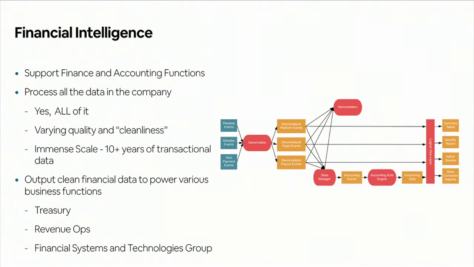Another use case I want to mention is financial intelligence. The financial infrastructure team needs to process pretty much all the data in the company, and a lot of that is data of different quality and cleanliness. They have to go through pretty much the entire data set with all the transactional history to provide clean financial data and reporting to power various business functions. So they built this entire Bravos pipeline on top of Spark.